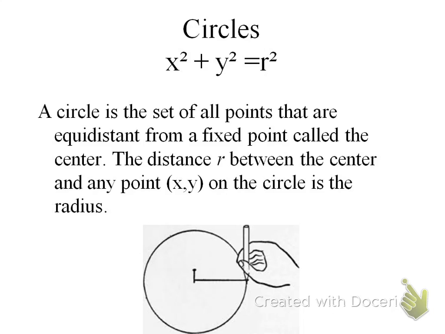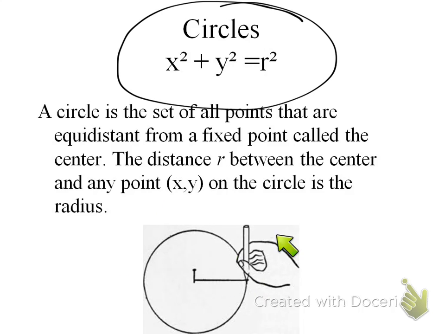All right, so first of all, let's just talk about what a circle is. I would probably make sure you at least get this. But below that, you will find the definition of a circle. It says a circle is the set of all points that are equidistant from a fixed point called the center. The distance r between the center and any point, any xy coordinate on the circle, is the radius. So down here is how you would construct a circle if you wanted to draw a perfect circle and you only had a few tools.